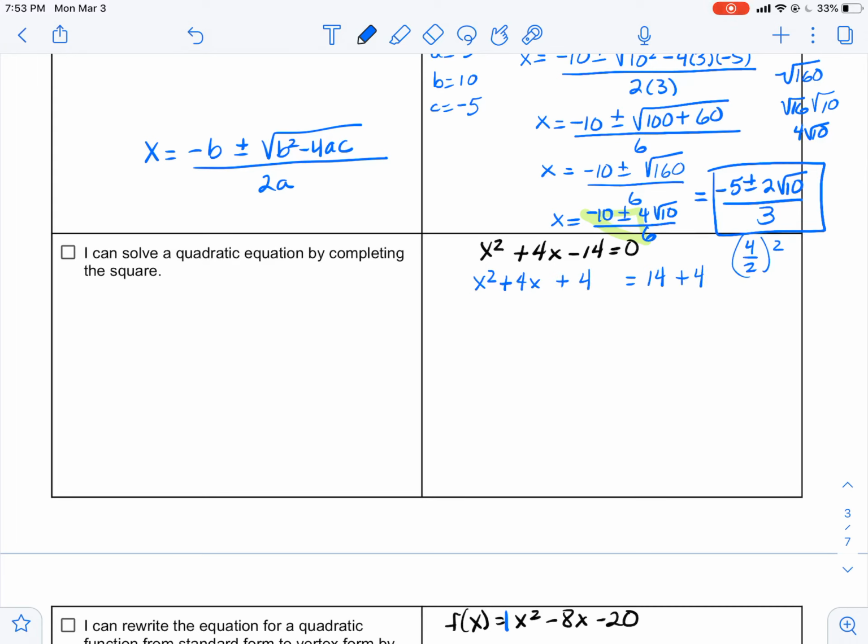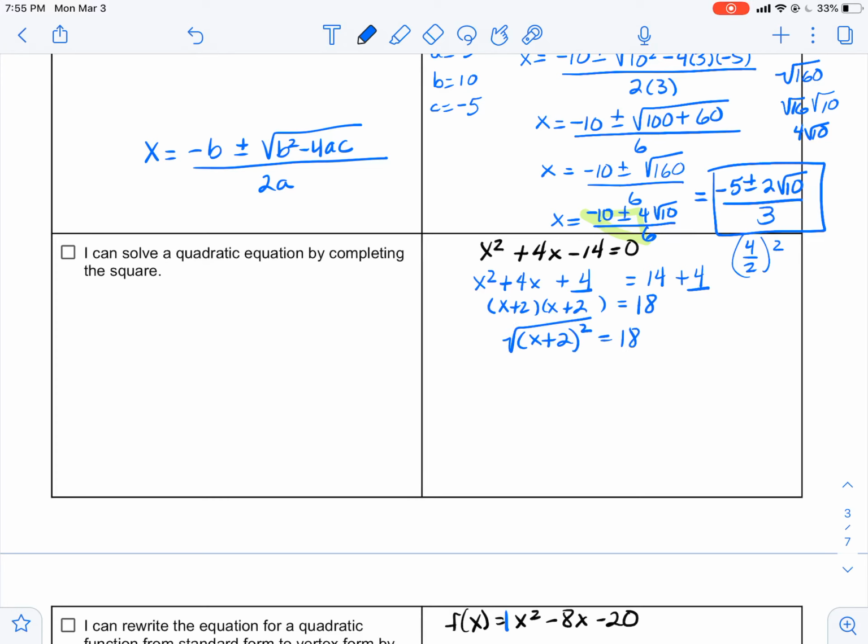Okay? Now, the question is, and I'm going to go ahead and put all the steps in here, what are factors of 4 that equal 4? And your answer should be that it's 2 and 2. So this is what that actually looks like. And remember, the shorter way of writing that is x plus 2 squared. And then we're going to add here. I get 18. Okay, so don't forget you're adding it to both sides to keep it even.